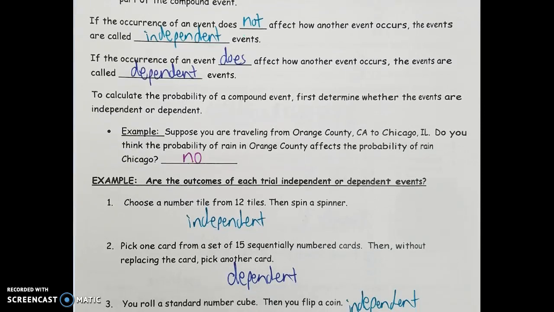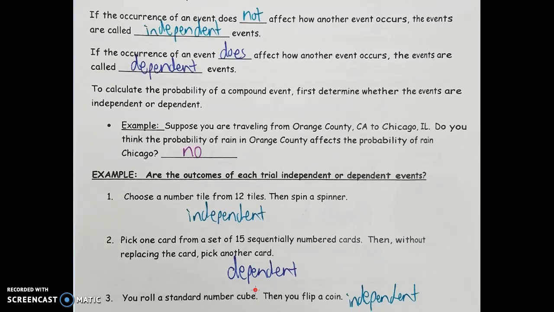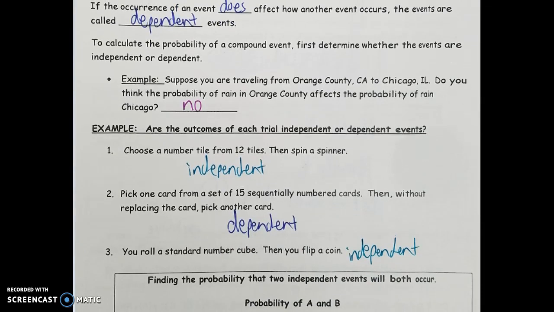Last situation: if I roll a number cube and then flip a coin, that's another example of independent events. It doesn't matter which number I roll, it's not going to affect that coin flip. Since those are two events that happen separately, that would be another example that's independent.